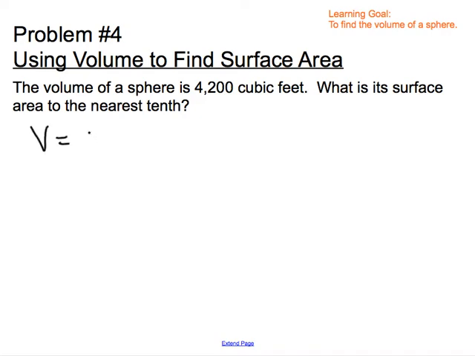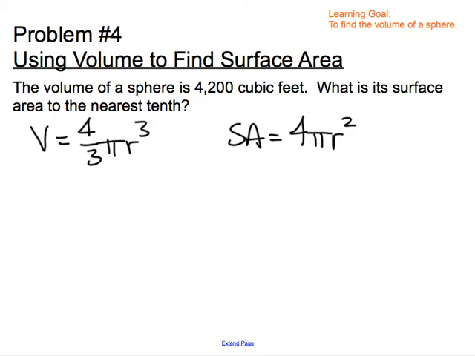We're going to need to know that the volume of a sphere is 4/3 times pi times the radius cubed, and the surface area of a sphere is 4 times pi times the radius squared. One thing you'll notice here is that both formulas have the radius. So in this case, using the numbers that were given, the volume itself is 4,200, and that equals 4/3 times pi times the radius cubed.